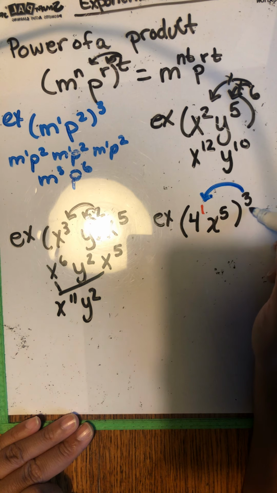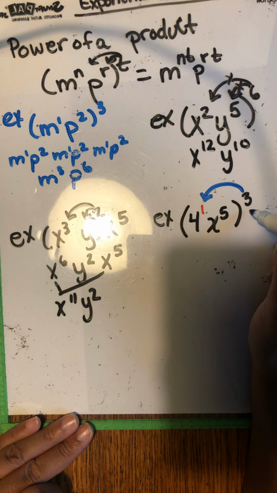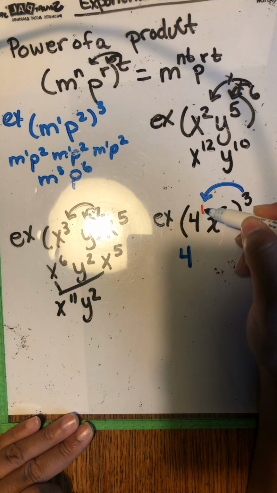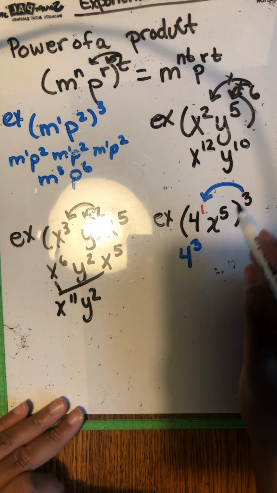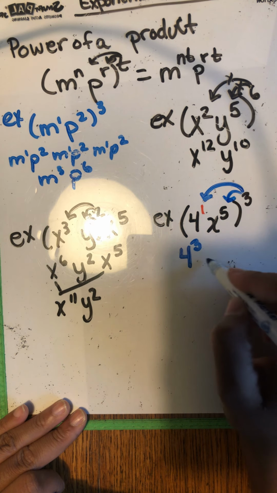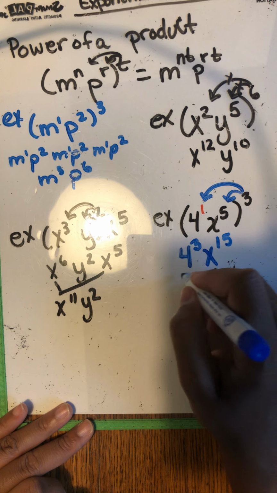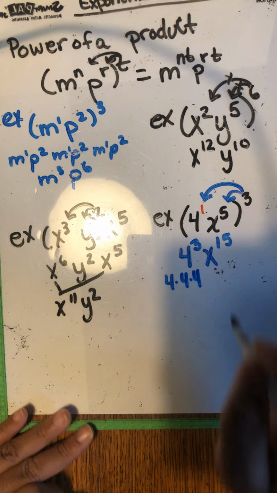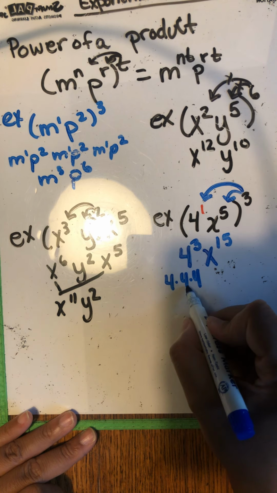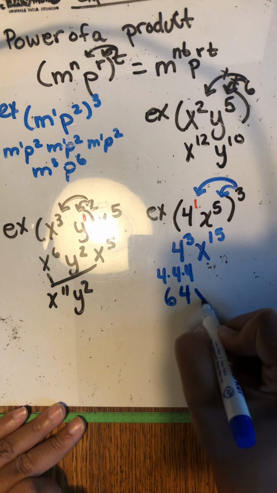Exponent times exponent. Do not do exponent times big number. This is not a 12. It's exponent times exponent. It becomes 4 to the 3rd. Exponent times exponent. This becomes x to the 15th. Now 4 to the 3rd means I have 4 times 4 times 4, which is not 12. 4 times 4 is 16. 16 times 4 is 64.